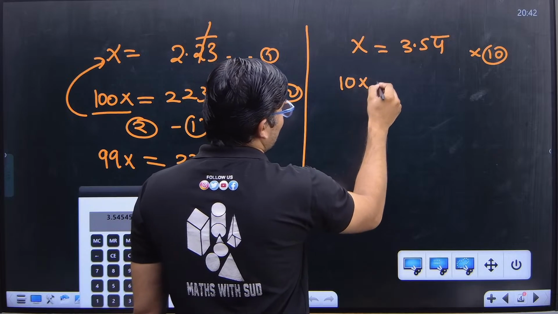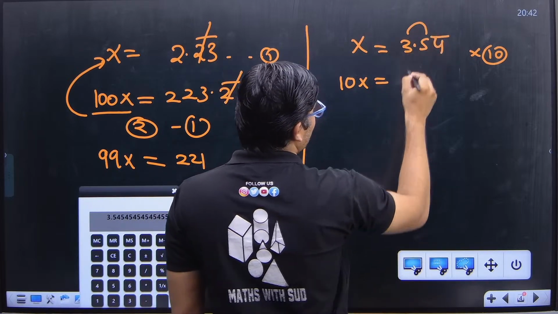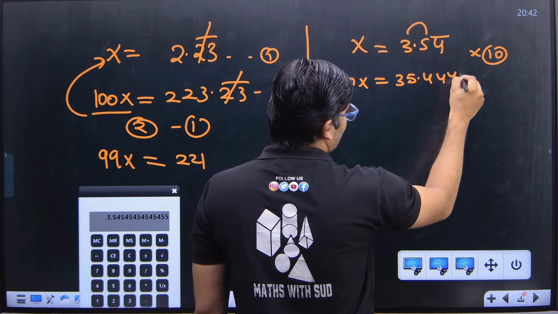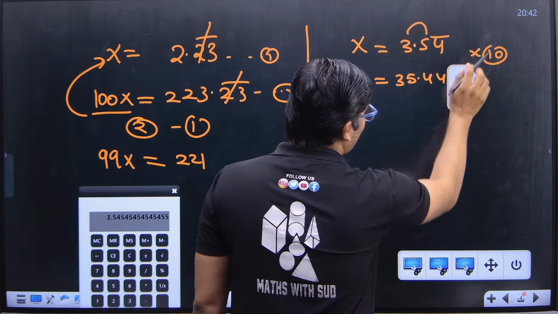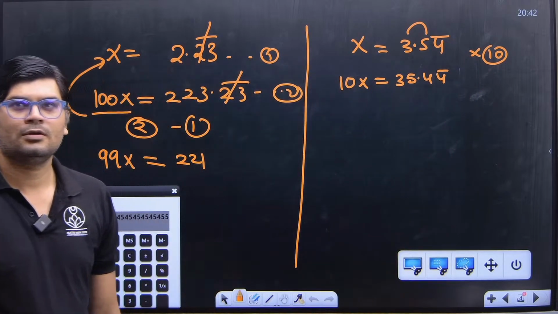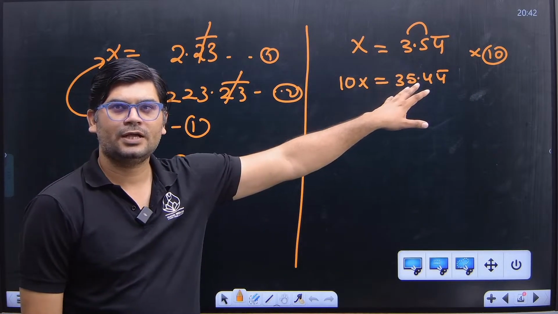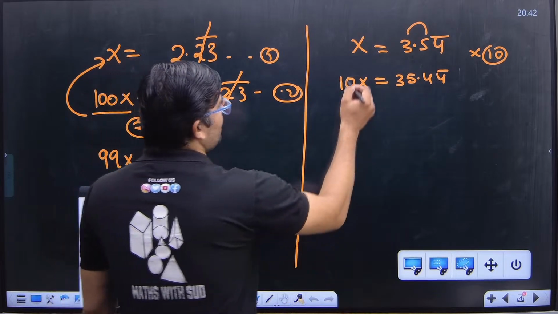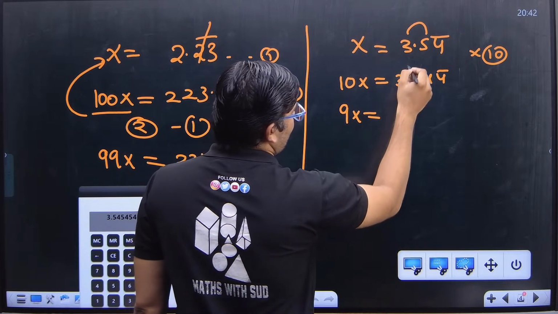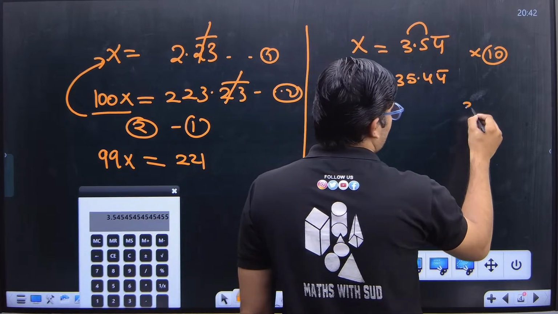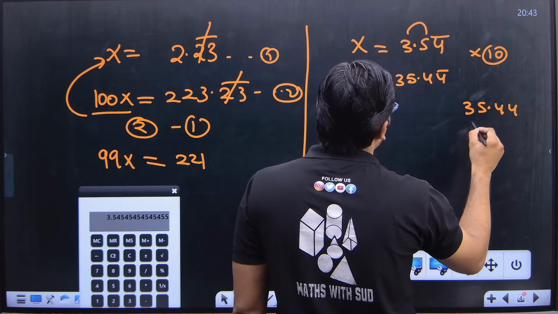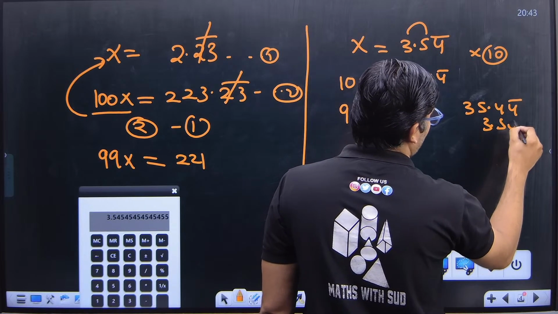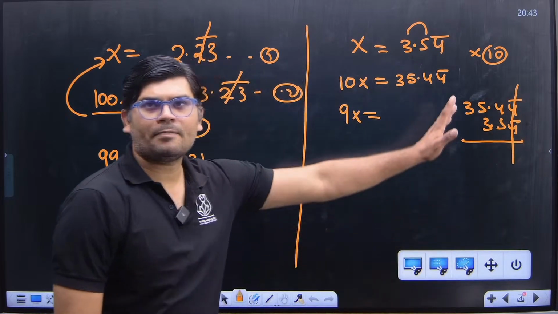So I will write 10x is equal to, so when this is multiplied by 10, what will you get? 35.444, like this. You can say 35 point 4 bar. Any doubt in this? Okay. Now again you subtract, so here you will get 9x. Here there is a different thing. So 35.4 bar minus 3.54 bar. The bar will get cancelled with the bar part.